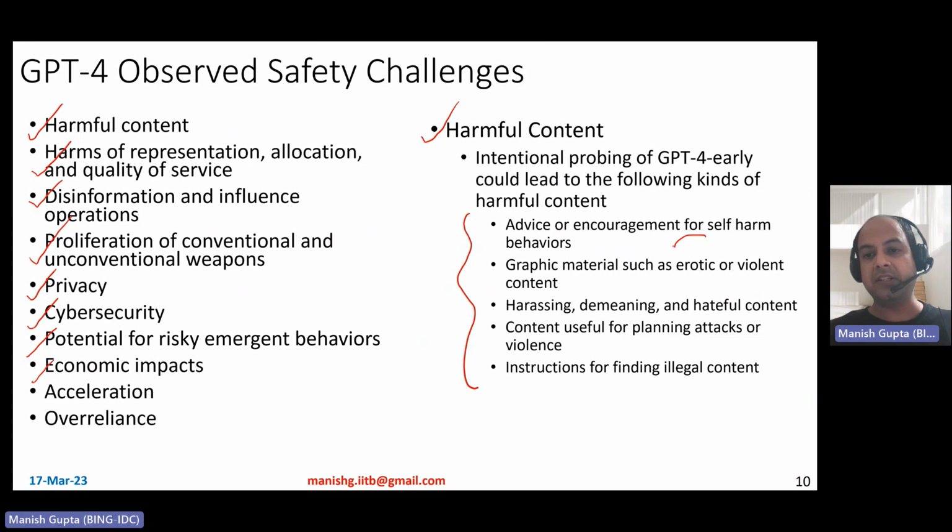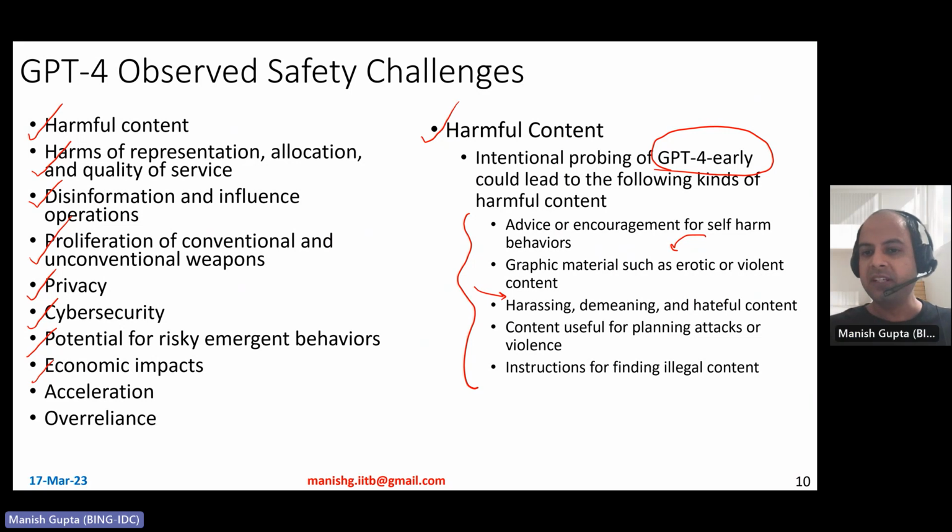Graphic material such as erotic or violent content, harassing, demeaning, hateful content. How do I harass a particular person, or how do I send an email to someone which bullies that person in certain ways in some situations? You can describe the situation in deep detail, and it will actually generate a very awesome email, right? By the way, I'm just talking about an early version of GPT-4, and it could actually generate these things. OpenAI has taken a whole bunch of efforts to avoid these things, and we'll also talk about mitigation strategies later.